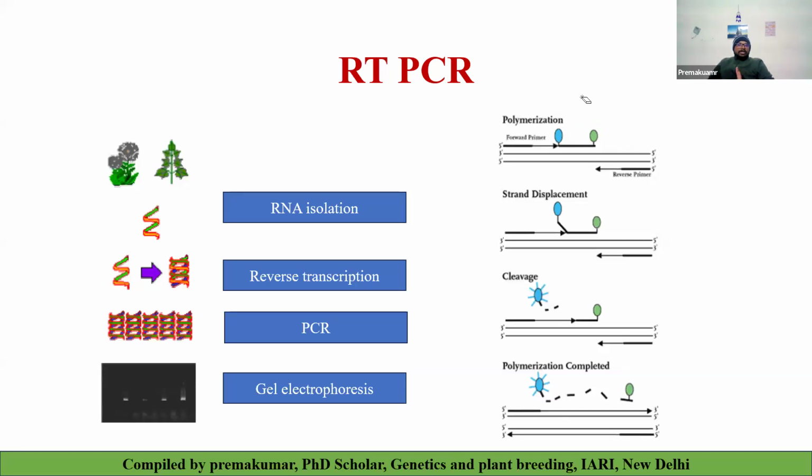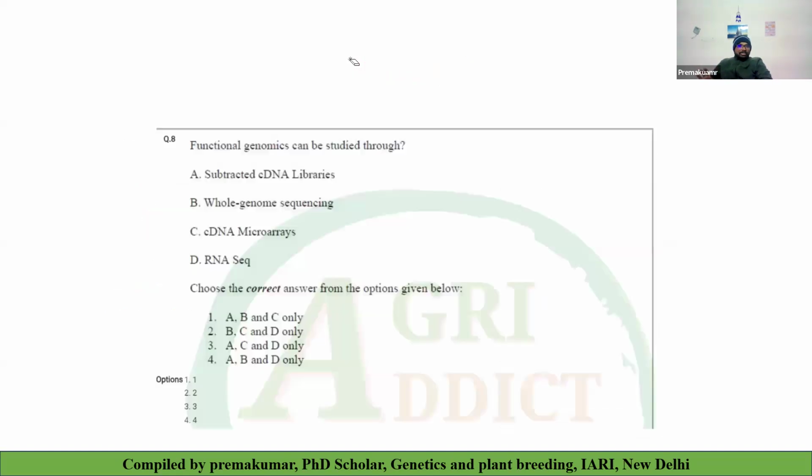There are two types of dye. You can use a scorpion dye, or another type of dye, the name I forgot: SYBR Green dye. So two types of dye you can use: scorpion dye or SYBR Green dye. Whenever your PCR product is formed, the fluorescence will be observed. Based on this fluorescence detection, we can quantify the gene expression on a real-time basis. That is called RT-PCR. Nowadays in every lab we are using RT-PCR.